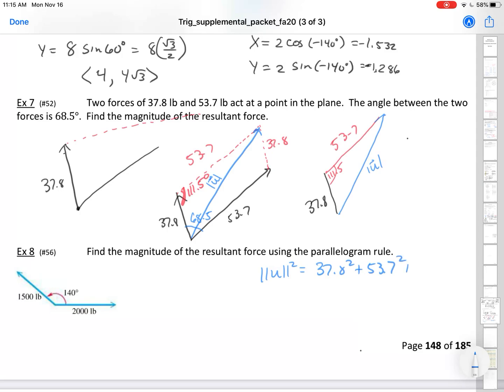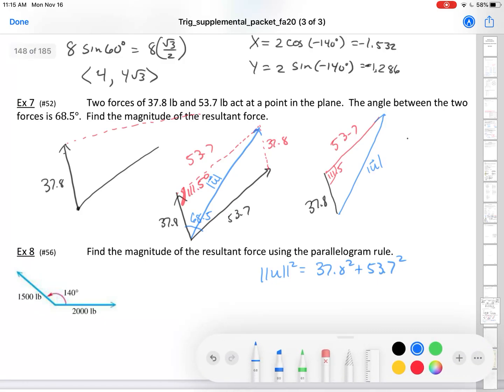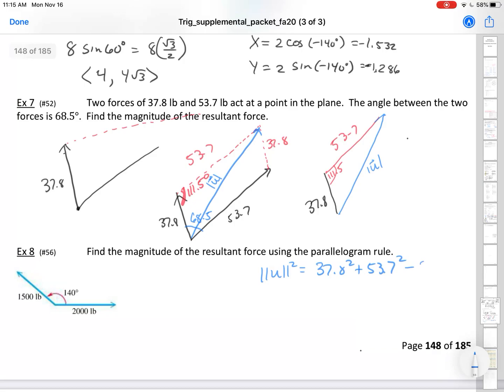And you can start to see why trig is going to be so important. Because if you think you're going to go into engineering or something like that and not have to deal with forces, you're missing a major component of that class, right? And so a lot of it's going to come down to trig. And remember, it's minus. I had put a plus. Minus the product of the two, 37.8.